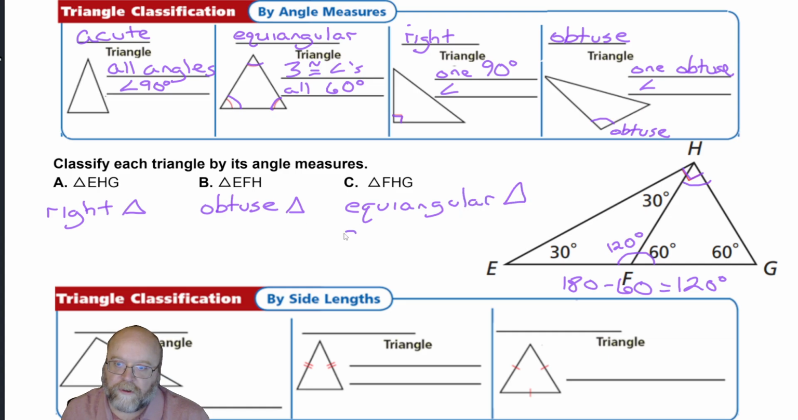All equiangular triangles are also acute triangles. How do I know it's 60? Okay. Well, if this is 90, we can use angle addition. 90 minus 30 is equal to 60. Because this one is 60, look, they're all 60. So these are all congruent to each other.